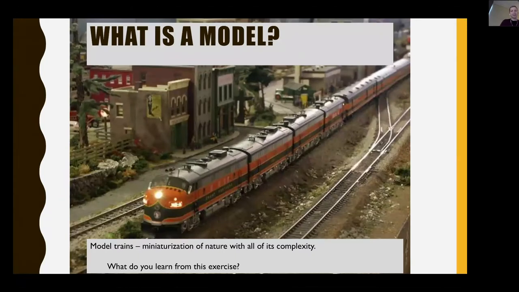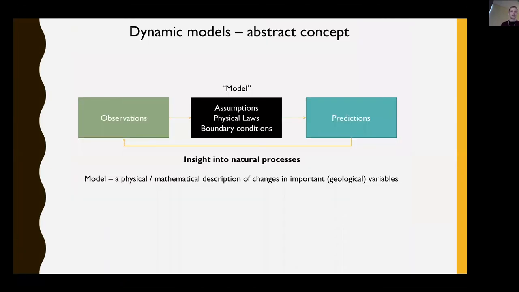In the class, I try to emphasize that a model is not what you see here. A model is not meant to be a miniaturization of nature, complete with all of its complexity. Typically, when we try to make models that are as complex as possible or include all elements of a natural system, we learn very little because it's very difficult to ascertain how model choices affect the results that we obtain. So the types of models that we concern ourselves with are typically dynamical models, which are a more abstract concept that students require quite a bit of practice to gain some insight into.